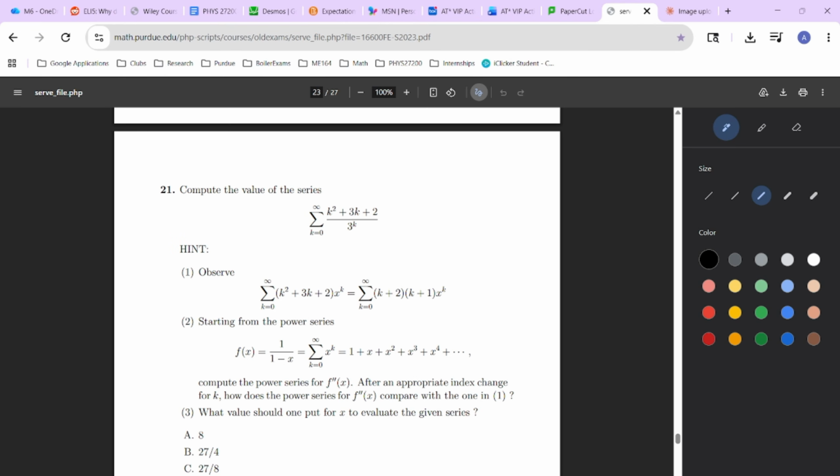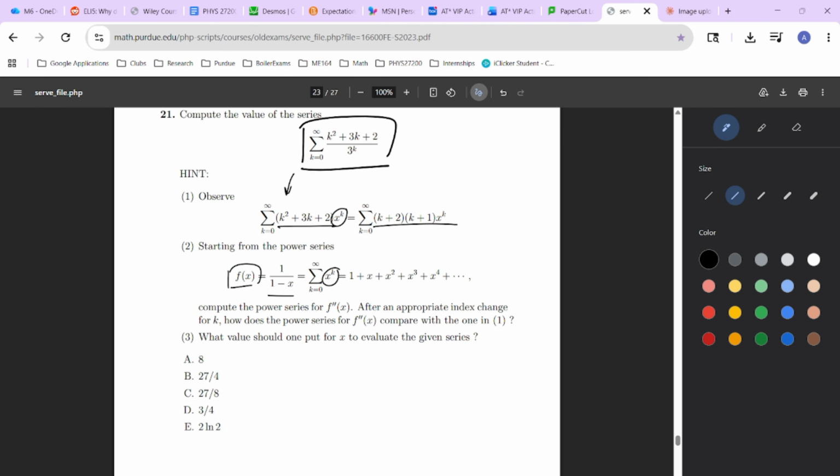Firstly, we can observe that this series, originally given in the problem, can be rewritten in the form of the initial term in the numerator multiplied by some arbitrary term, x to the k, which can then be factored into k plus 2 times k plus 1 times x to the k. We're also given this function, which can represent the power series where a equals 1. That is represented as the sum of all terms from k equals 0 to infinity of x to the k, which is equal to 1 plus x plus x squared, and so on going forward.